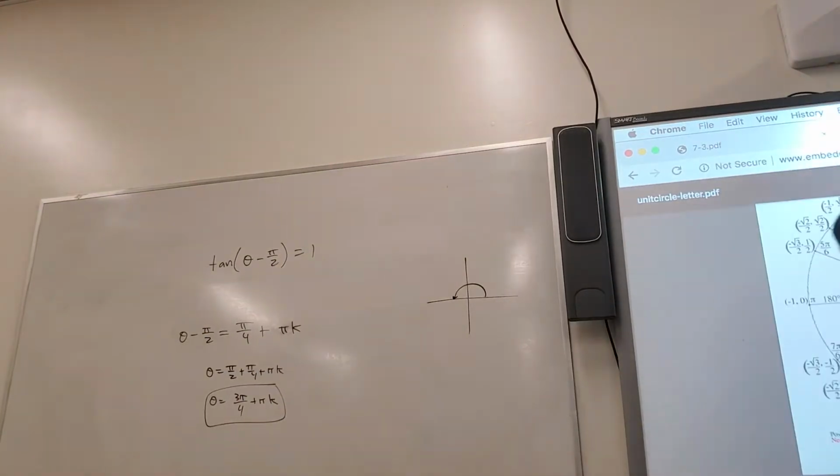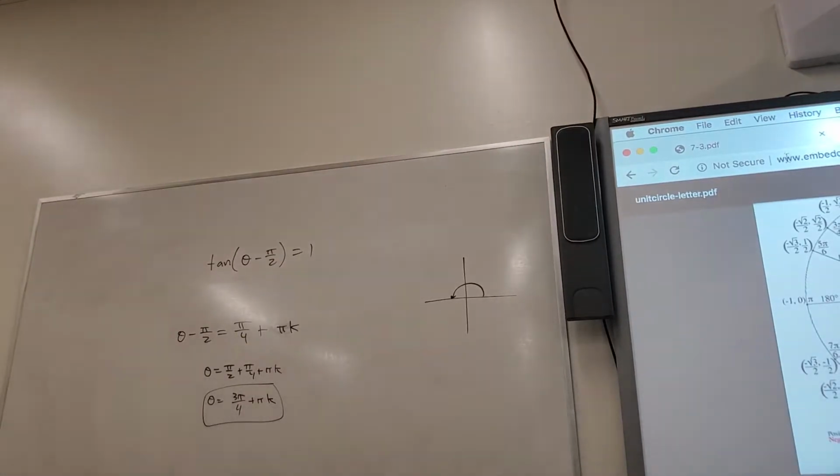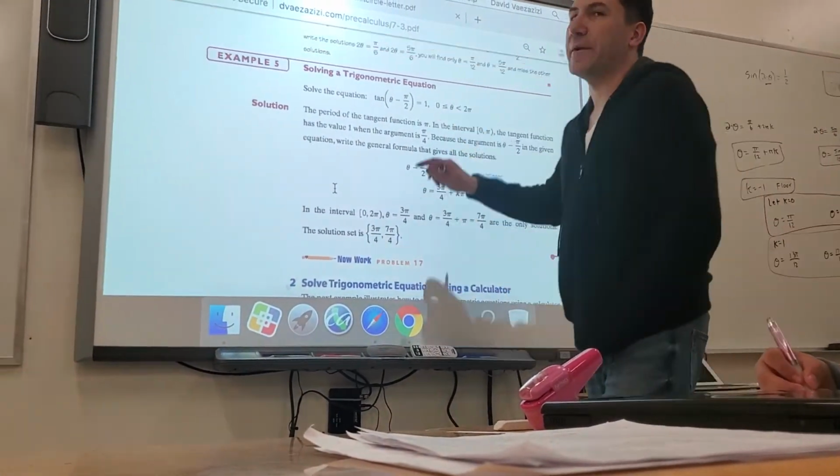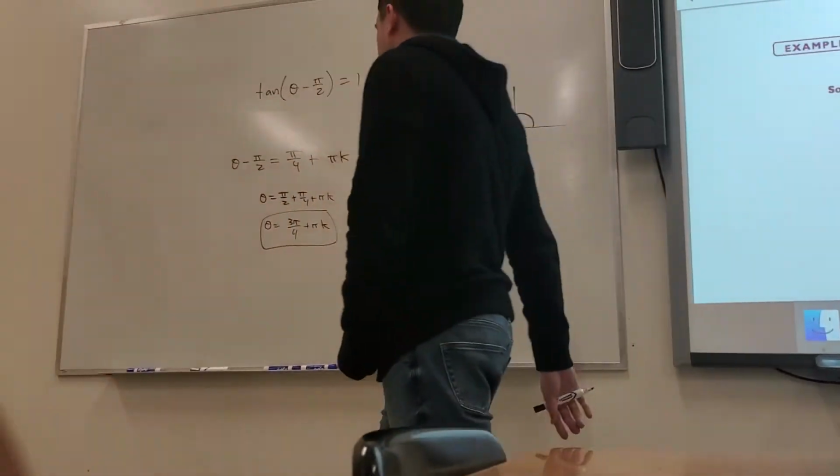Now we'll generate all the solutions. Now we're going to see what they asked us for. They asked us for all the solutions between 0 and 2 pi. So here we go again. We start with k equals -1.